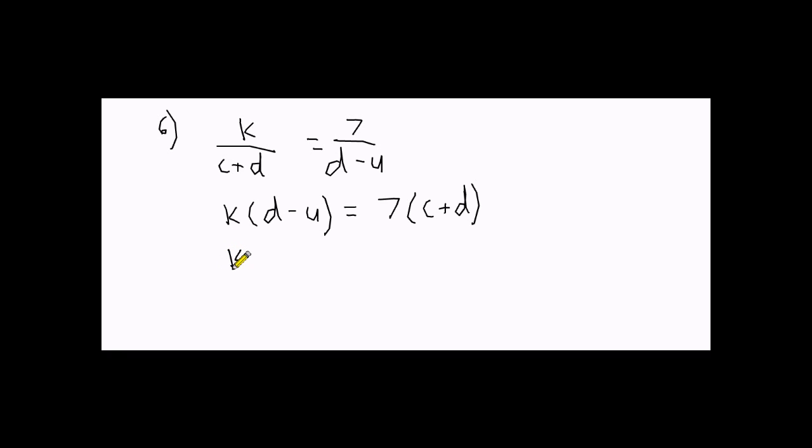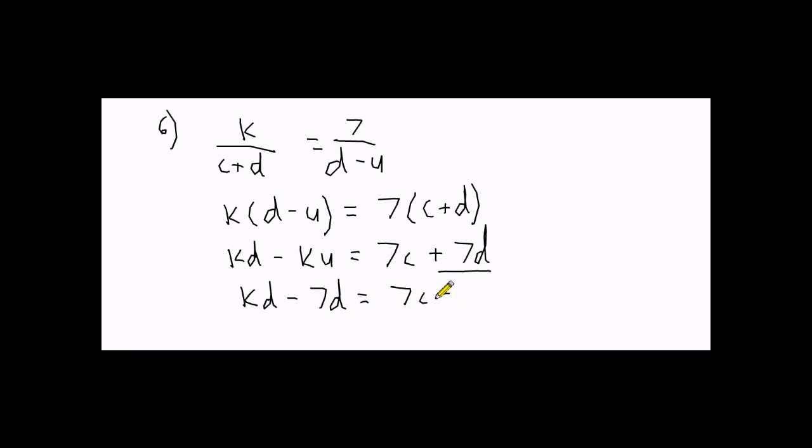So this turns into k times d minus k times u. Over here we have 7c plus 7d. When you're trying to solve for a variable and you got more than one, move it all to one side and factor out that variable. So I'm going to move this 7d over to the other side. I'm going to subtract off 7d. And that's going to turn into kd minus 7d is equal to 7c plus ku.